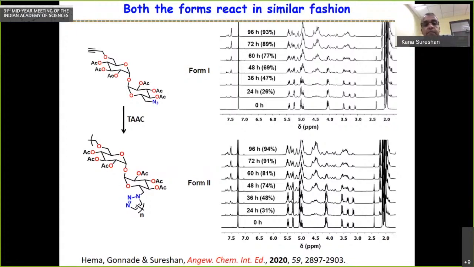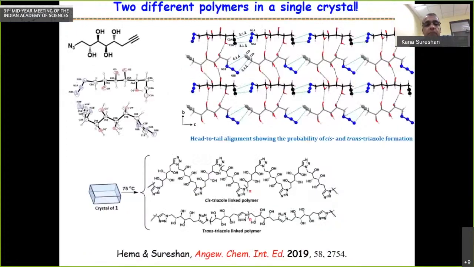Next slide, please. And this is an interesting case. We have made this mannitol-derived monomer, which gives two polymers in a single crystal. You are making a blend in the single crystal.